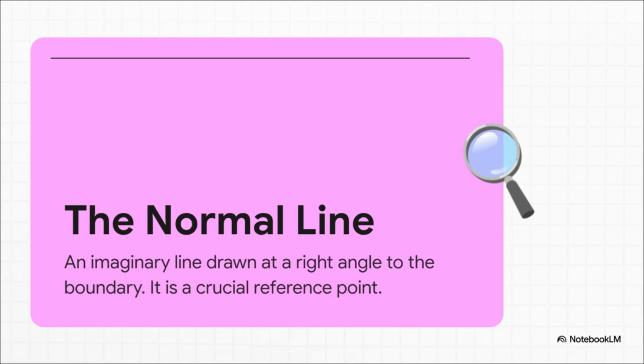All right, next we need a reference point. And honestly, this is the most important tool in our entire toolkit. It's called the normal line. Now, you can't see this line, it's totally imaginary. It's just a guide that we draw at a perfect 90-degree angle to the surface of the mirror, right at the exact spot where our light ray hits. Everything we measure is based on this line.